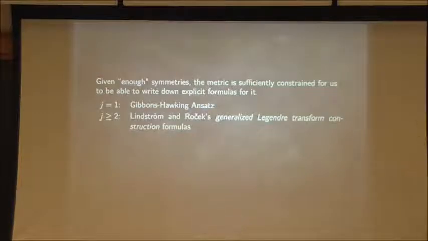So now I come back to what I said in the beginning. Given enough symmetries, the metric is sufficient constraint for us to be able to write down explicit formulas. Now in the J=1, the untwisted case, that's just the Gibbons-Hawking ansatz, and I'm going to show how that arises. And for J greater or equal than 2, there are formulas which were found by Lindström and Roček, and the approach is called the generalized Legendre transform approach.